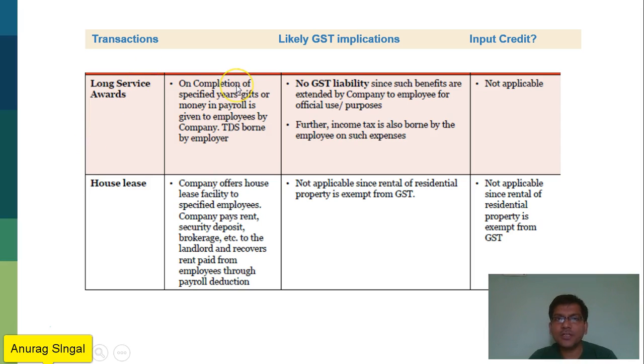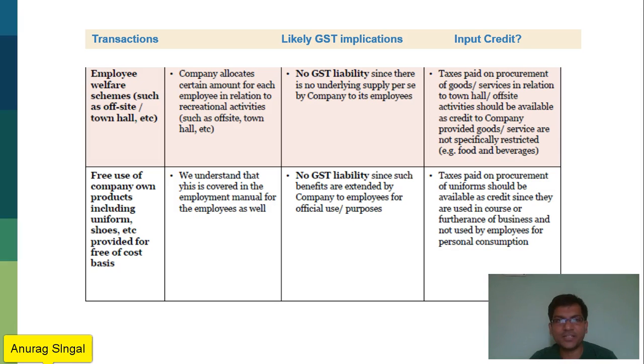Long service awards. So you complete 10 years in Tata Steel, you get an award. After completing 20 years, again you get an award. There is no GST liability because it's part of the official realm of things. Further, income tax is also borne by the employee on such expenses. What about house lease? So company is offering a house lease facility to specific employees. So it takes a flat on rent, pays the rent, security deposit, brokerage, etc. to the landlord and recovers the rent paid through a payroll deduction. Since residential property is specifically exempt from GST, it's a good thing. There is no complication whatsoever.